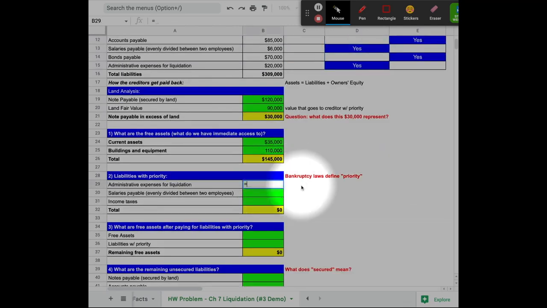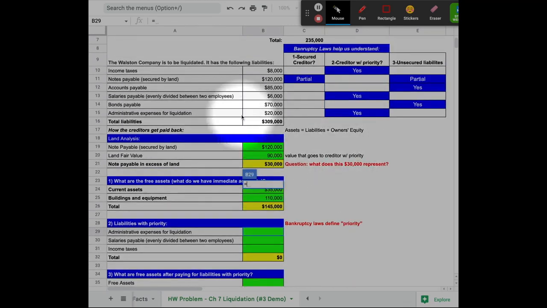So let's look at the next tier of creditors. We have administrative expenses for liquidation. We have salaries payable. We've got our employees who we need to pay back. And we also have our income tax. The federal government wants its cut as well.